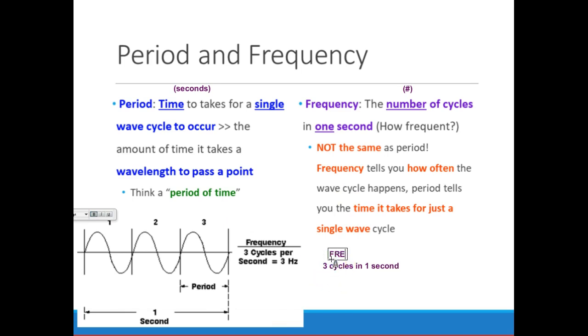Smiley faces? I didn't get a lot of smiley faces. Need some smiley faces if that makes sense, please. Perfect, looking good. Now, the period, on the other hand, is just the time for a single one of these cycles. So what do you guys think? How long does it take for just one of these cycles to occur? If 3 of them take 1 second, how long do you guys think just one of them would take?